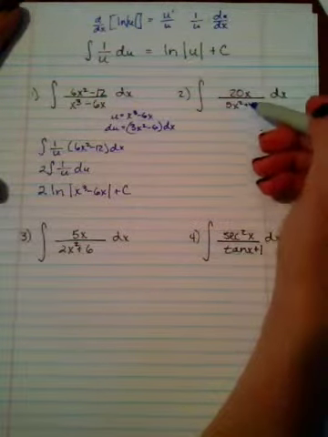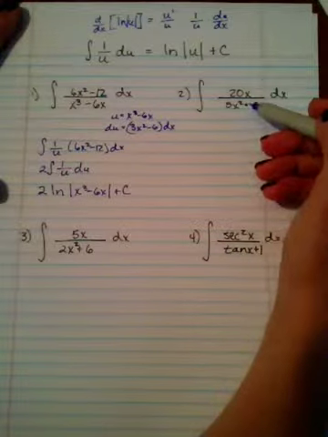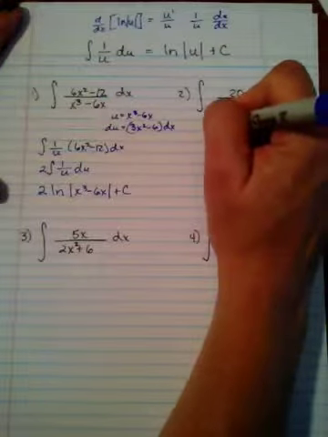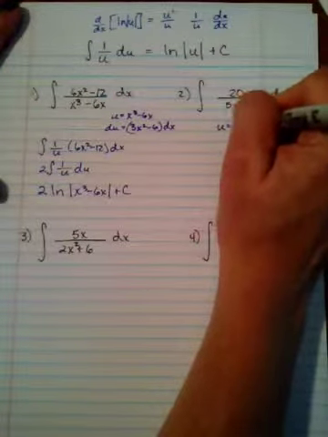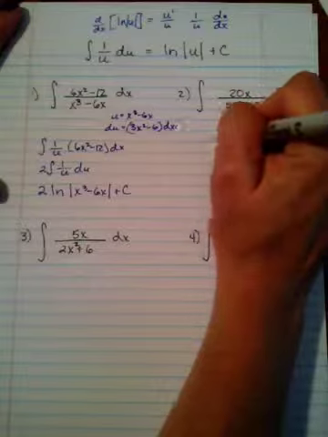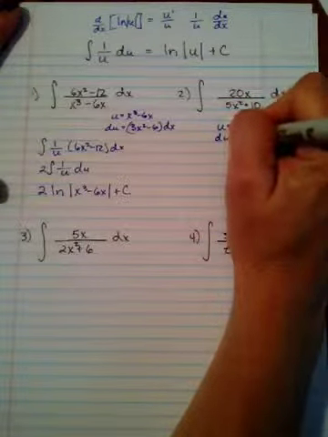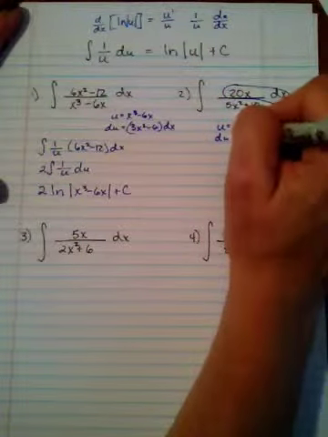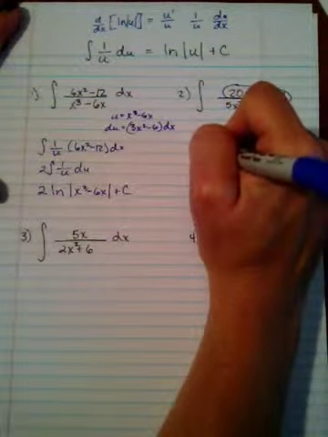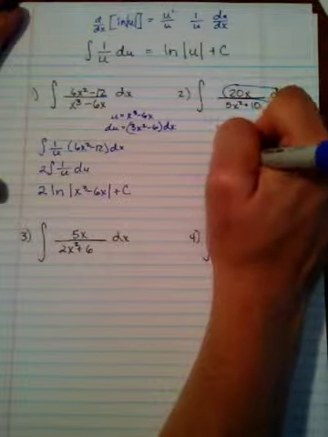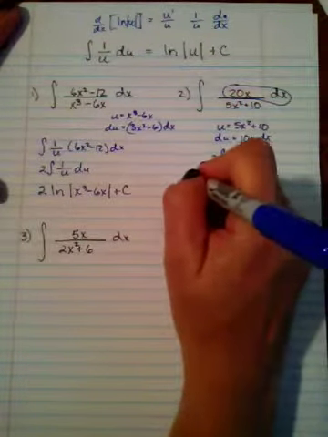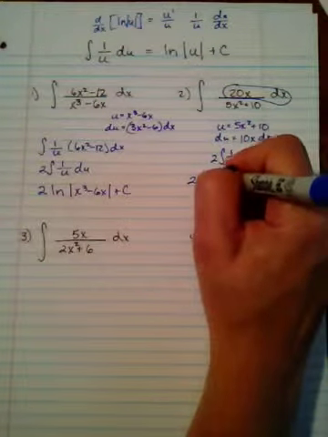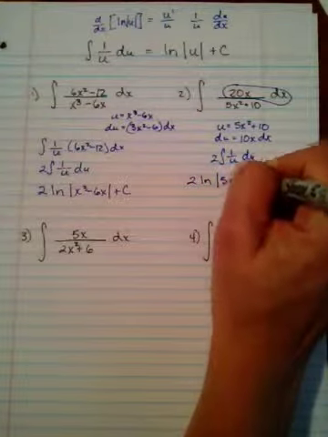If I do this again for this problem, I'm choosing the higher power. And again, if u substitution doesn't work, then it's not a u sub problem. These are set up for u substitution. Okay, but there are other methods for integrating. So u equals 5x squared plus 10. So my du equals 10x dx. But I have a 20x dx, so I need to double this. So this will be 2 times the integral of 1 over u du. So this one is 2 natural log absolute value of 5x squared plus 10 plus c.